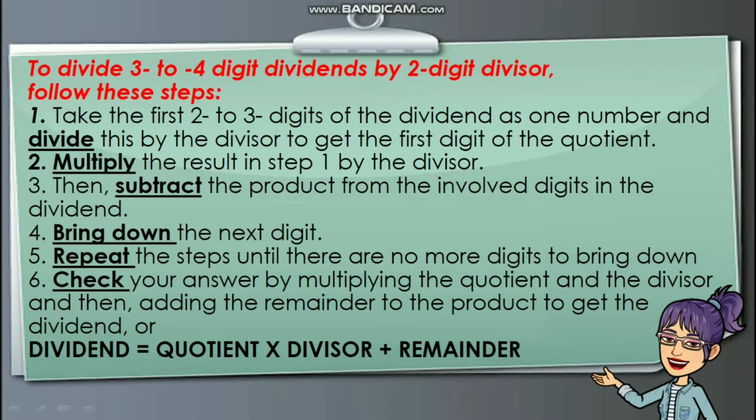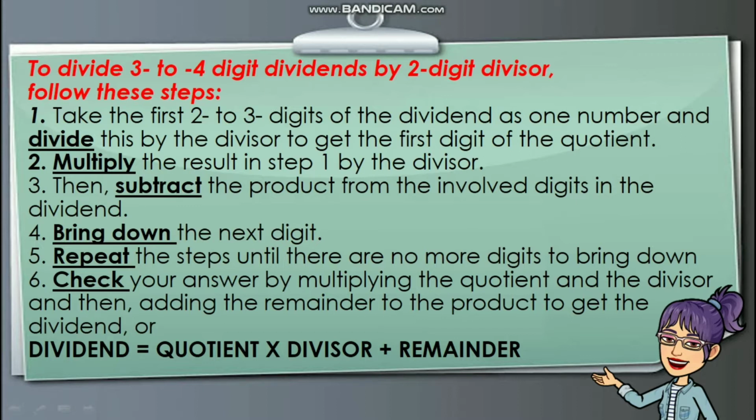First, let me read them to you. Take the first 2 to 3 digits of the dividend as one number and divide this by the divisor to get the first digit of the quotient. Step 2. Multiply the result in step 1 by the divisor. Step 3. Subtract the product from the involved digits in the dividend. Step 4. Bring down the next digit. Step 5. Repeat the steps until there are no more digits to bring down.